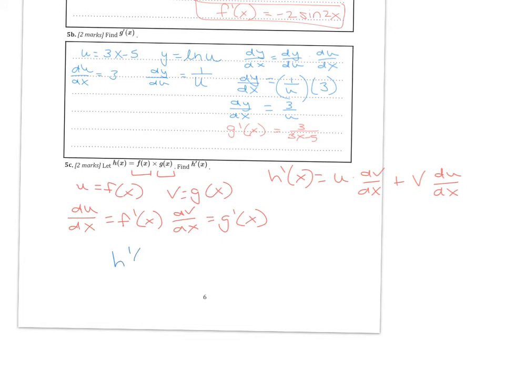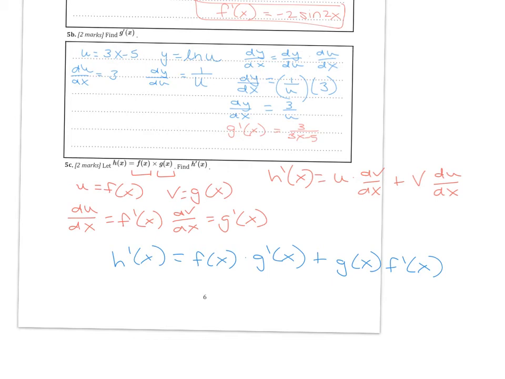And so we can plug this directly into this formula. Instead of u, we can replace that with f of x. And instead of dv dx, we can replace that with g prime of x. Instead of v, we know that's g of x. And instead of du dx, that's f prime of x. So to find that derivative, h prime of x, we have to do the product rule because we have the product of two functions, f of x and g of x. And that's what we're going to get.